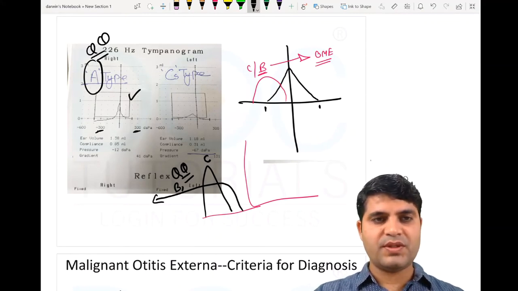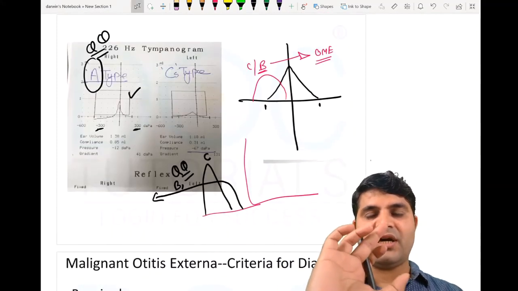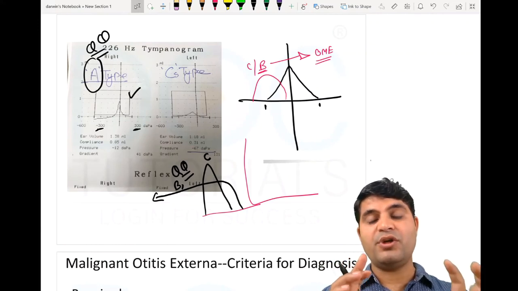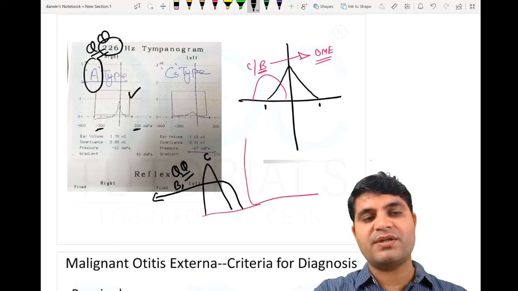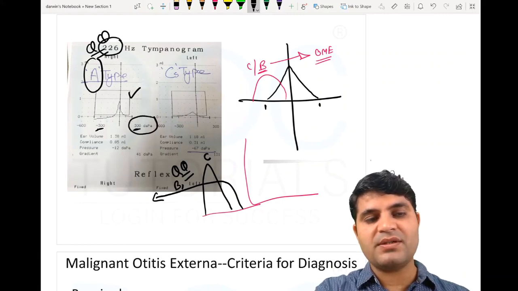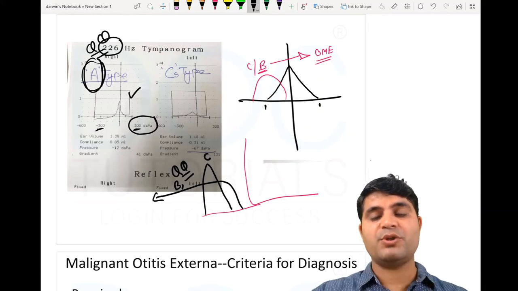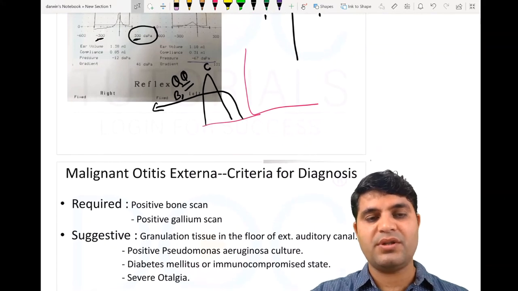So this is about tympanogram. See every word, friends. I have brought these slides after doing a lot of homework, so every word here is important. 226 hertz, decapascals, A type. These are all questions which can be asked from you. So spend some time reading all these important things.